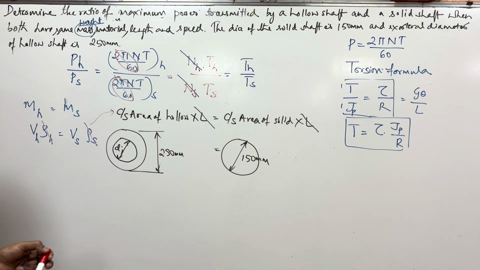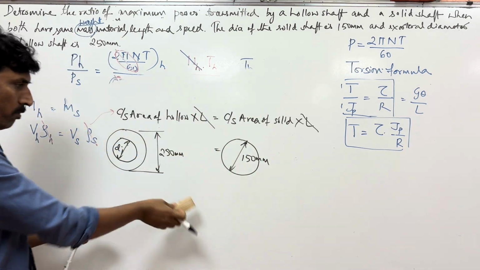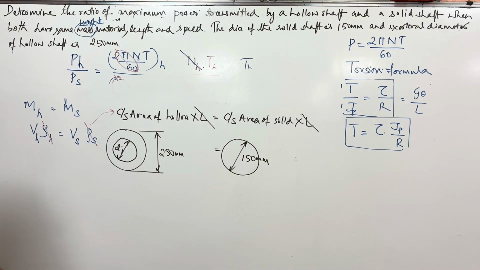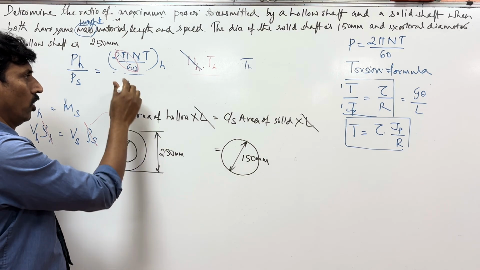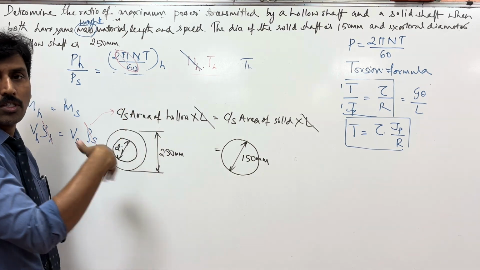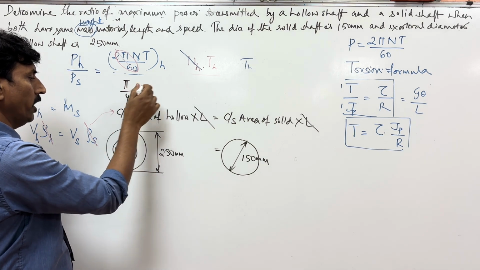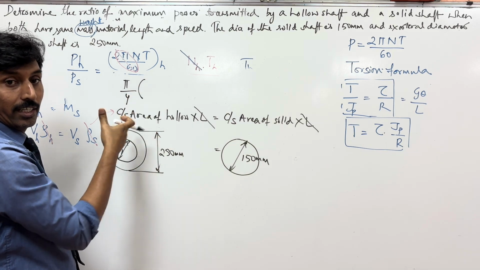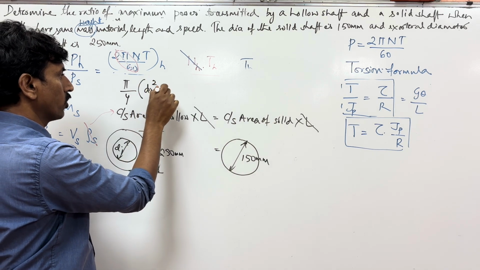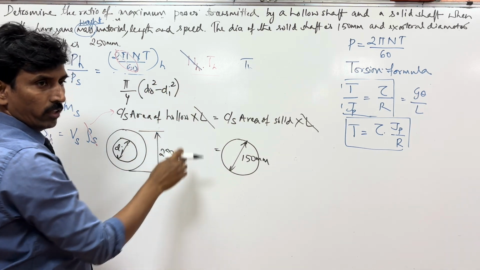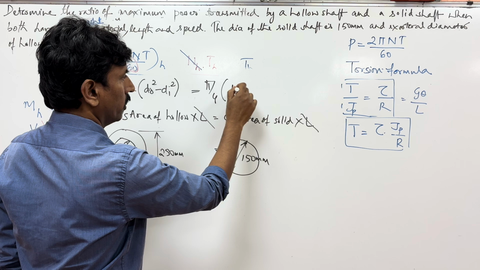Okay, so for that, what do I do? I go back to this. I want this space, so I am trying to write here the cross-sectional area of the hollow shaft. What is the formula for the cross-sectional area of a circle? Pi d square by 4. So this is pi by 4 into d naught square minus di square is equal to pi by 4 into d square.